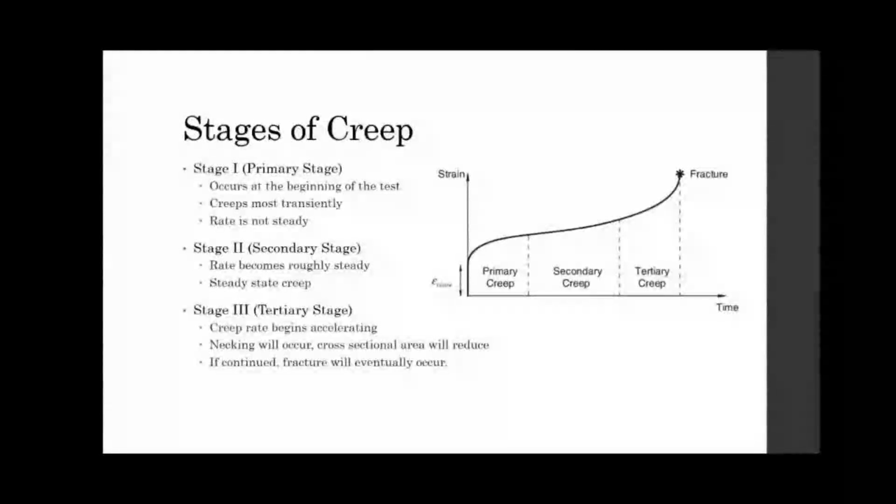In the last stage, or the tertiary creep, the creep rate begins to accelerate as the cross-sectional area of the specimen decreases due to necking or internal voiding decreases effective area of the specimen. If stage 3 is continued or allowed to proceed, fracture will occur.